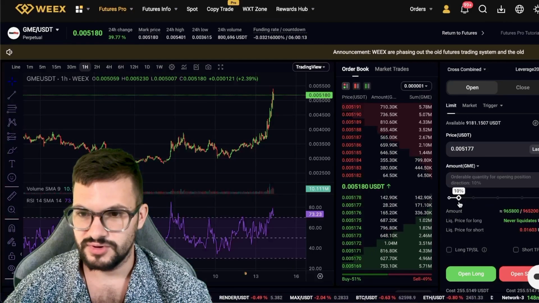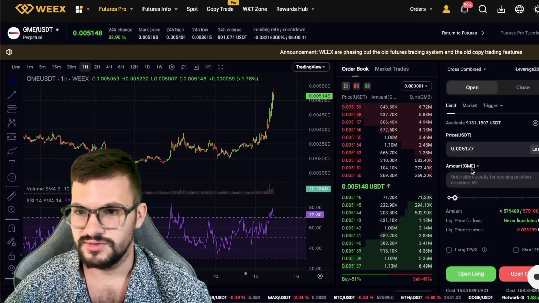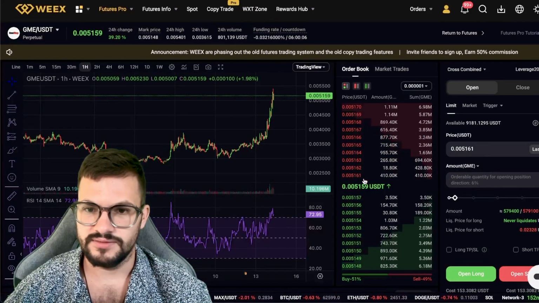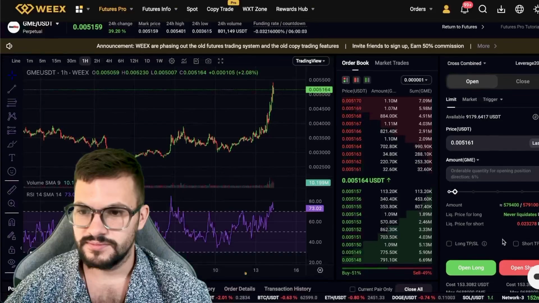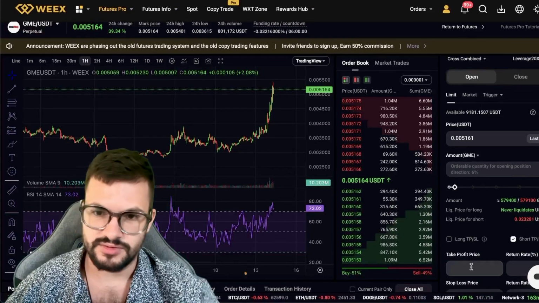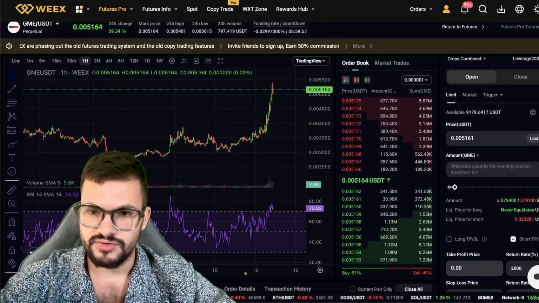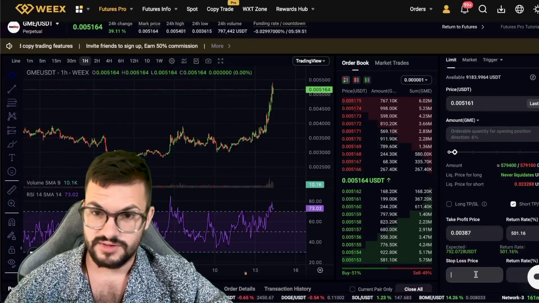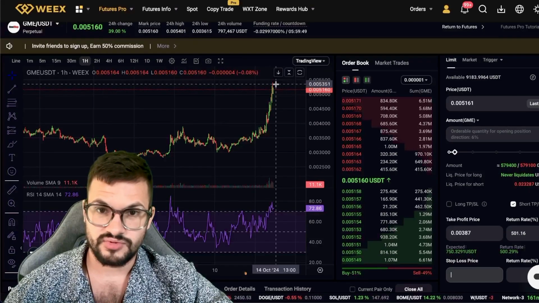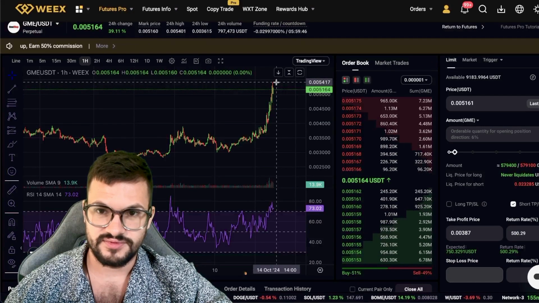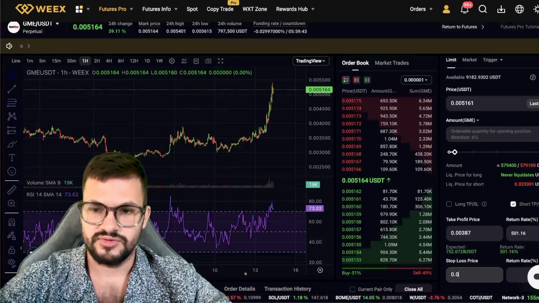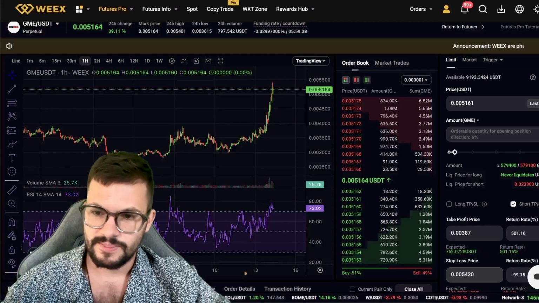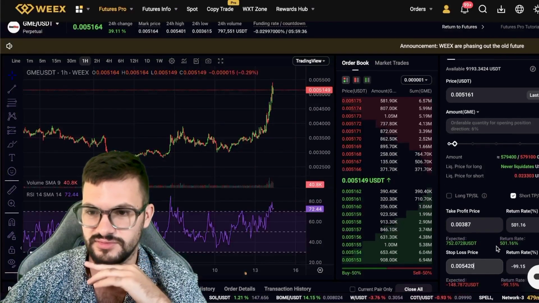I'm not going to use too much margin, maybe just 6% of my trading portfolio. And we will open the trade right now. Here, short. Take profit, I would do it at 0.0038, would be 500% profit, and stop loss I would put it above this zone here, so 0.005420. That's actually a little bit too high a price.